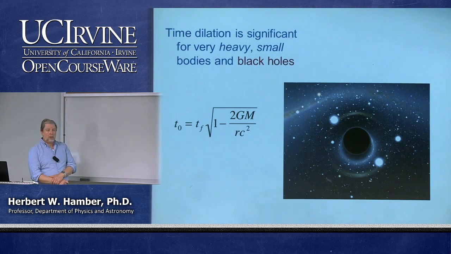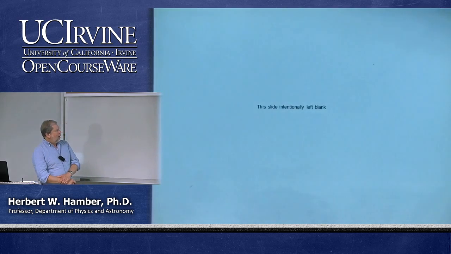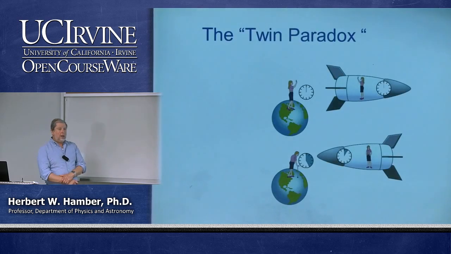In fact, you can see this argument to the square root can go to 0. Right? So you can have dramatic effects, and we're going to talk about that later on in this class. But here we'll talk about something that is more simple, easily detectable, and can be used as a test of general relativity, which is the so-called twin paradox, right?